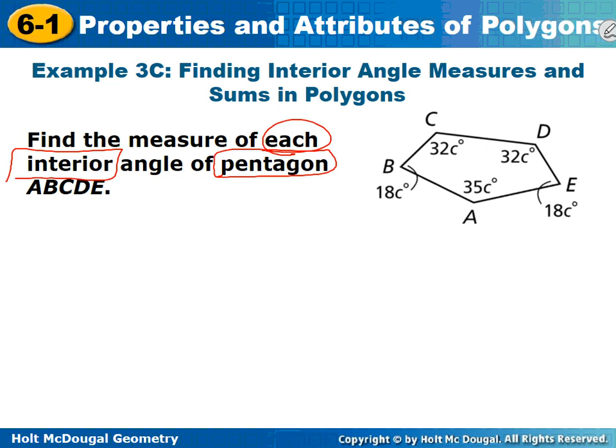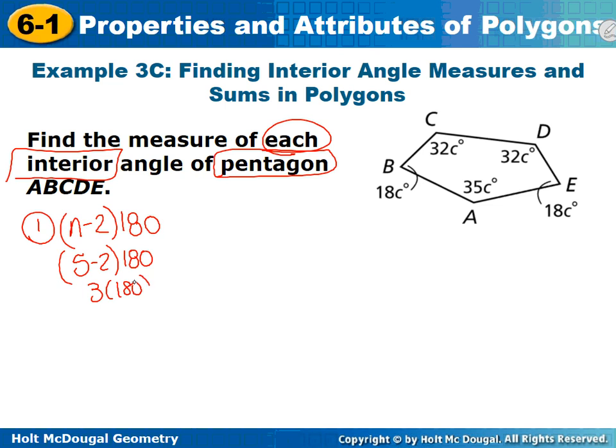540. And if you don't know that it's 540 for a pentagon, then you're going to do this step first. You're going to say first, I need to find the sum. N minus 2 times 180. This has 5 sides, so you're going to plug in 5. And you end up with 3 times 180, which is 540. So first, you've got to figure out what they should add to be.